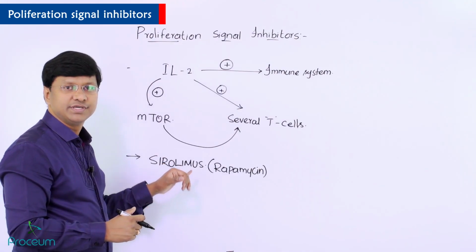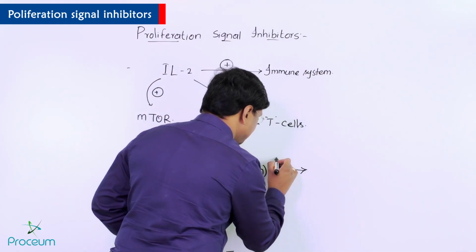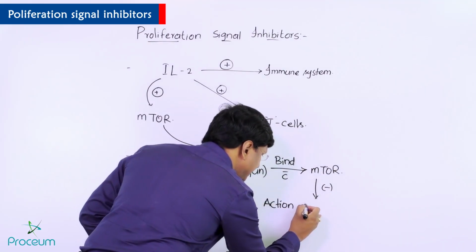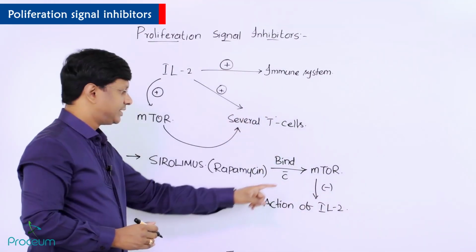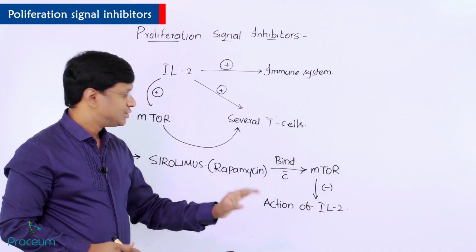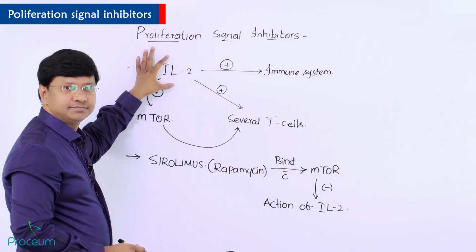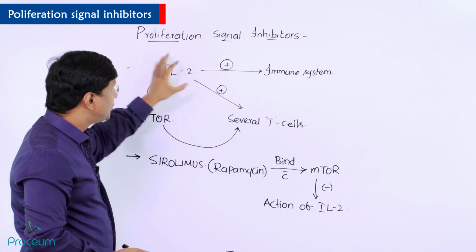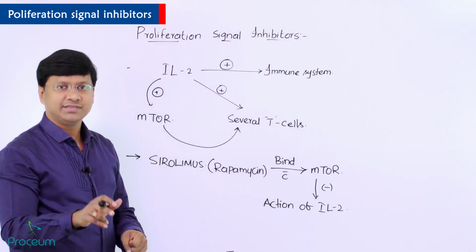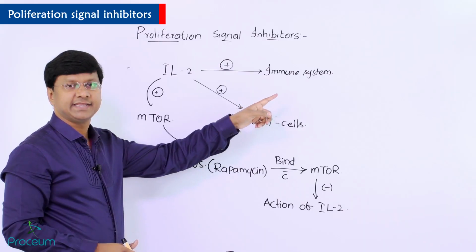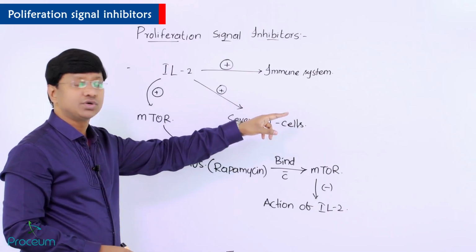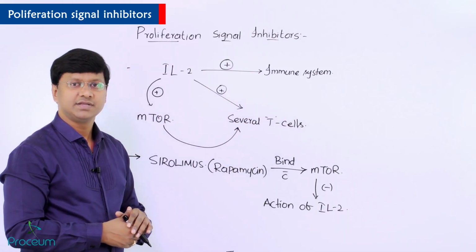So Sirolimus binds with mTOR and thereby inhibits the action of interleukin 2 without affecting its transcription. Once interleukin 2 is inhibited, do you think there will be activation of the immune system? No, there will be no activation of the immune system. In this way, Sirolimus acts as an immunosuppressive drug, and it also inhibits the activation of several T cells.